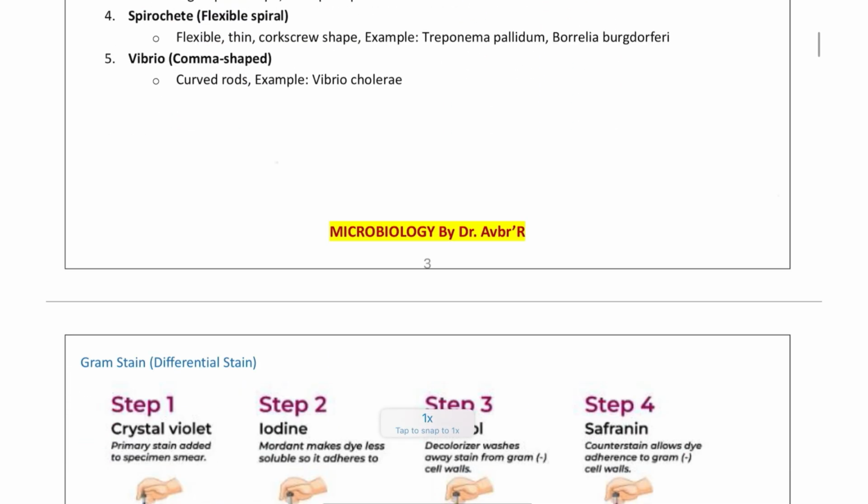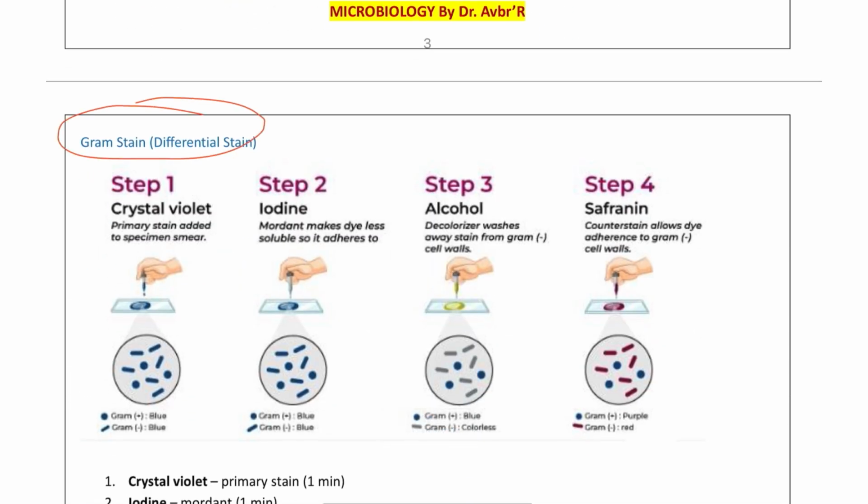Next, coming to gram staining, how are we going to do the gram stain? First, we add the primary stain, and then we add the mordant, which will make the dye look better. Next, we decolorize it, and the decolorizer washes away the stain. And next, the counterstain is added. From that we can see clearly what the organism is.